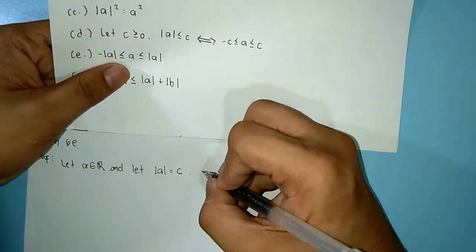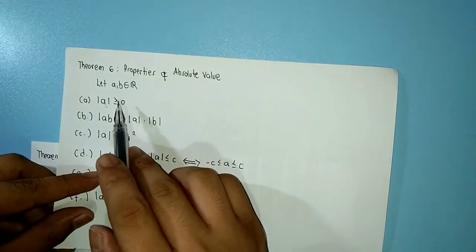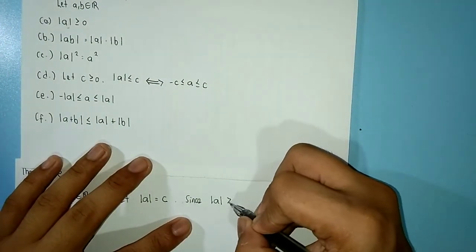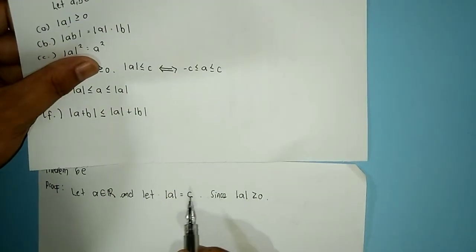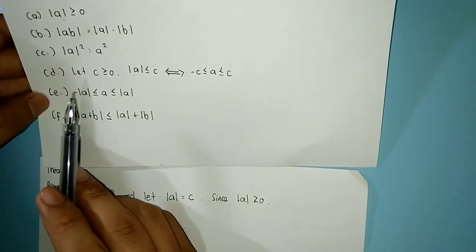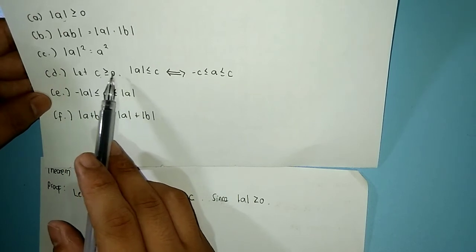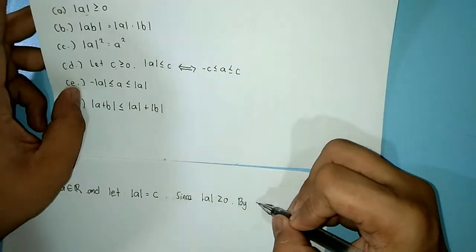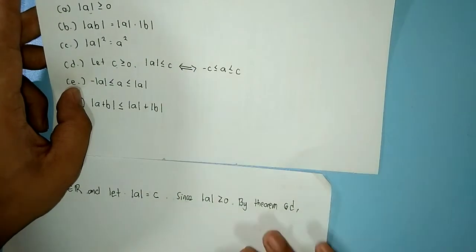Since, tingnan natin maigi to, yung absolute value ng A greater than or equal to 0, no? So since absolute value of A is greater than or equal to 0 and that is equal to C, okay? So pwede natin gamitin yung theorem 6D. At that is C greater than or equal to 0. Okay? By theorem 6D. Okay?